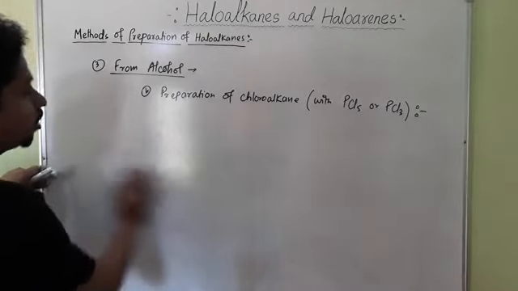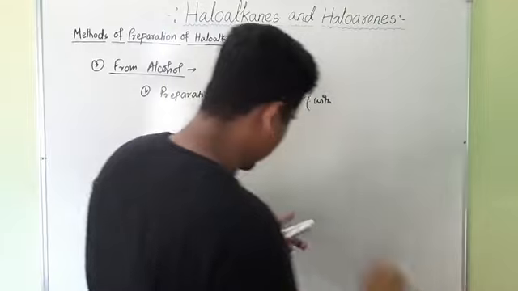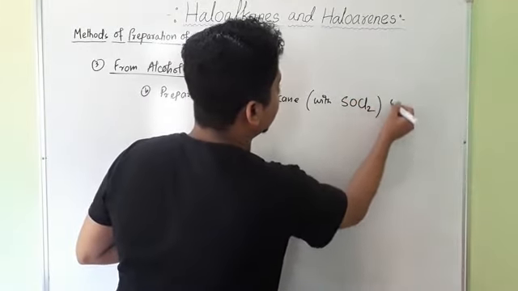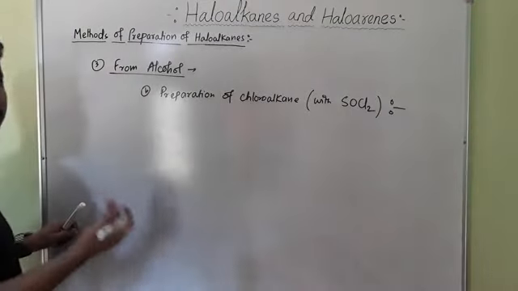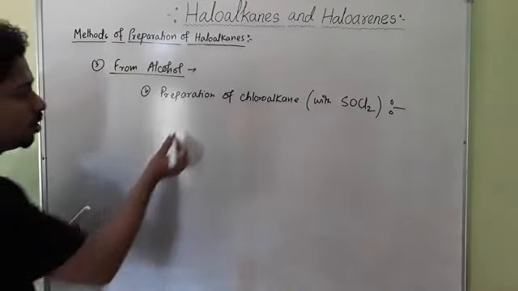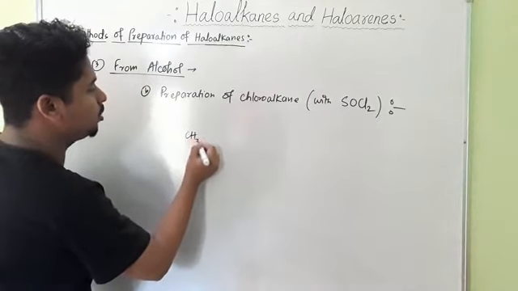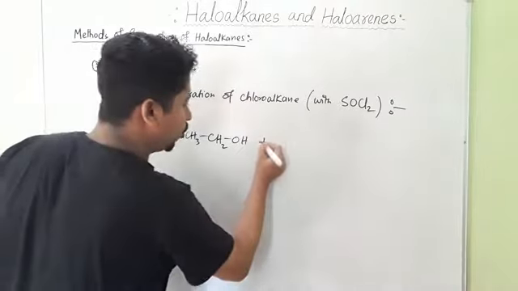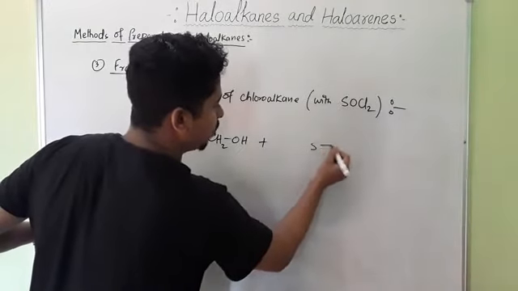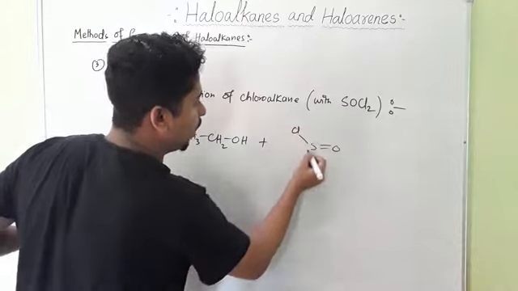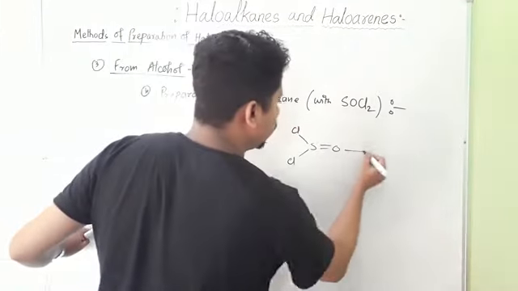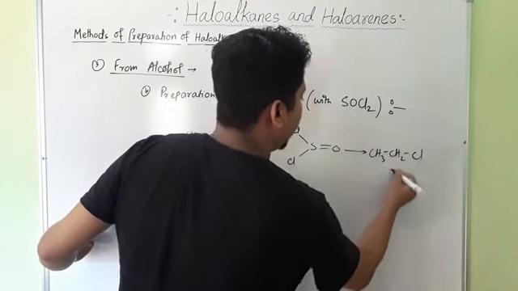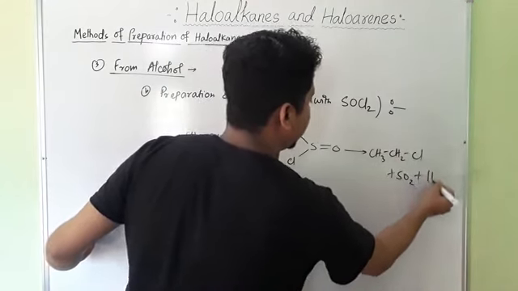So with SOCl2, thionyl chloride, we are preparing all these chloroalkanes from alcohol. Let us consider one alcohol. Suppose CH3-CH2-OH, ethanol, plus SOCl2. What is the structure of SOCl2? We can write it like that: S double bond O, bond Cl, bond Cl. It will produce CH3-CH2-Cl plus SO2, sulfur dioxide, plus HCl plus HCl.